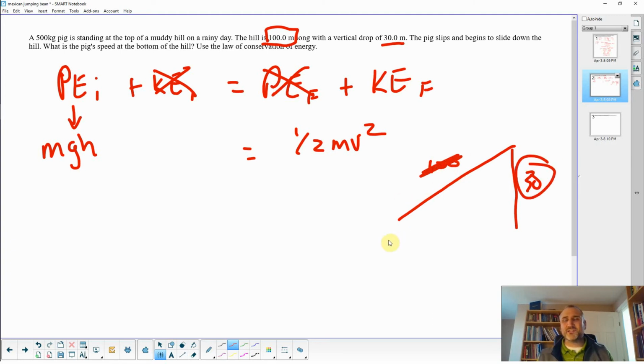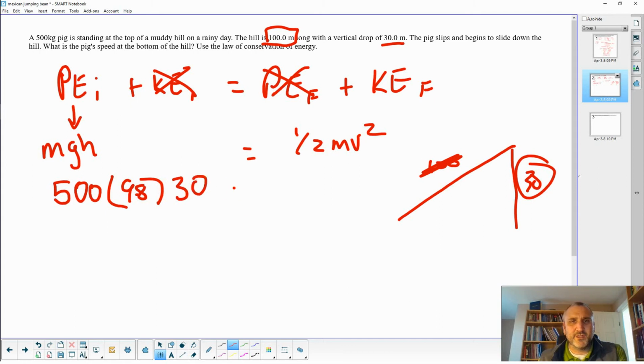I didn't ask you to measure how long the stairs were when you were running up and down the stairs last week. I asked you to measure how high the stairs were. Because all we care about is the height. So this really becomes a true plug and chug. 500 kilograms times the gravity, 9.8, times the height, which is 30, equals 1/2, times the mass, which is 500, times v squared. And the beauty of this is you can cancel out the 500s because they're on both sides.